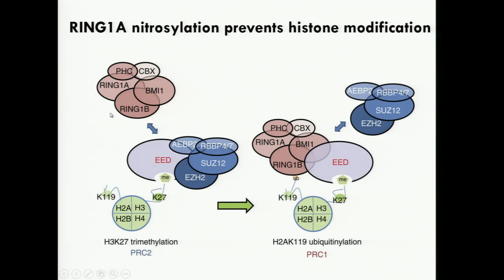And what she has shown is that, first of all, iNOS associates with Ring1, nitrosylates it, and it inhibits this process of H2AK119 ubiquitination. So this stabilization of the suppressive mark is not maintained, and this suppressive mark is lost, allowing the chromatin to assume a more open configuration.